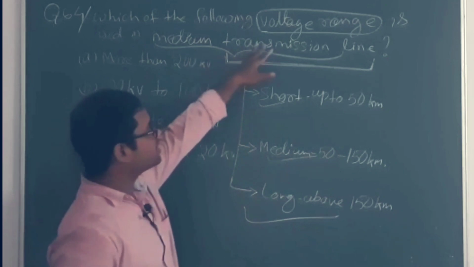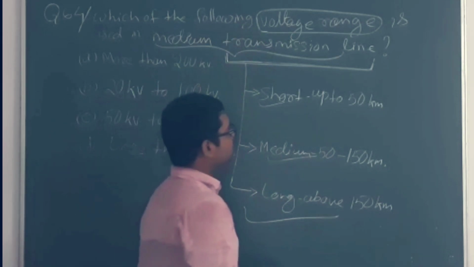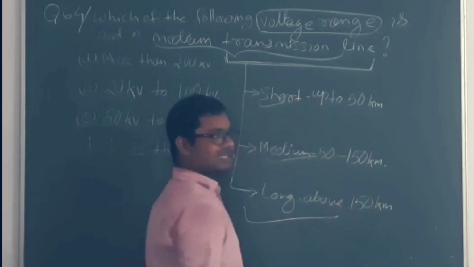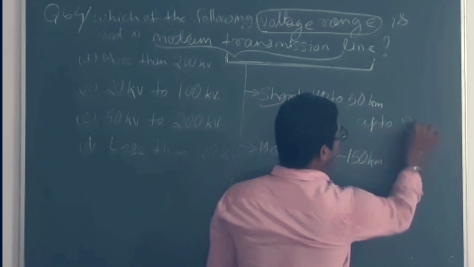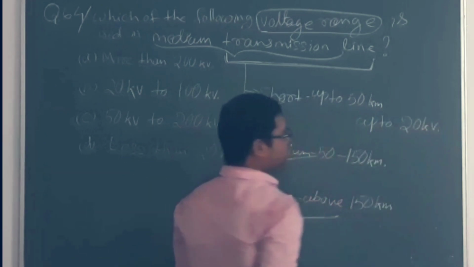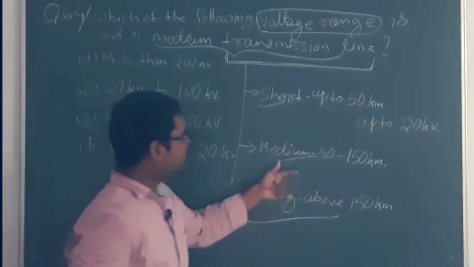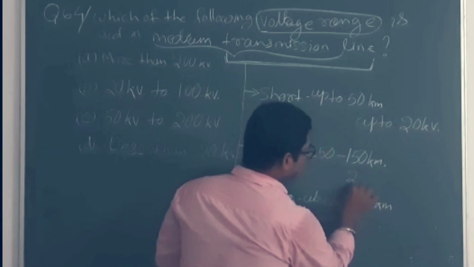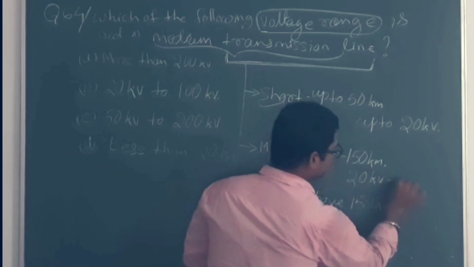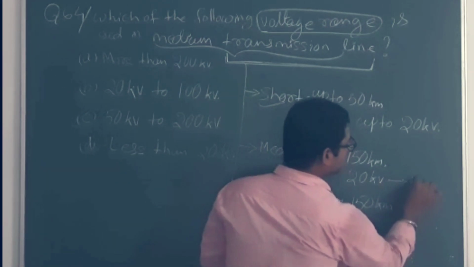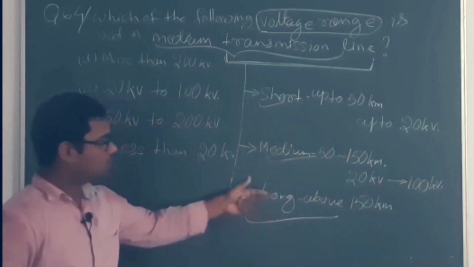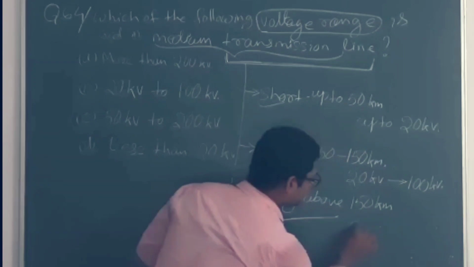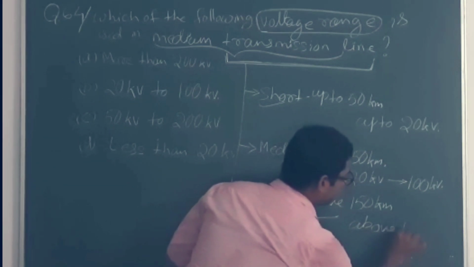But the question is the voltage range, so we have to know the voltage range. For the short transmission line, it is up to 20 kV. For the medium transmission line, it is from 20 kV to 100 kV. And for the long transmission line, it is above 100 kV.